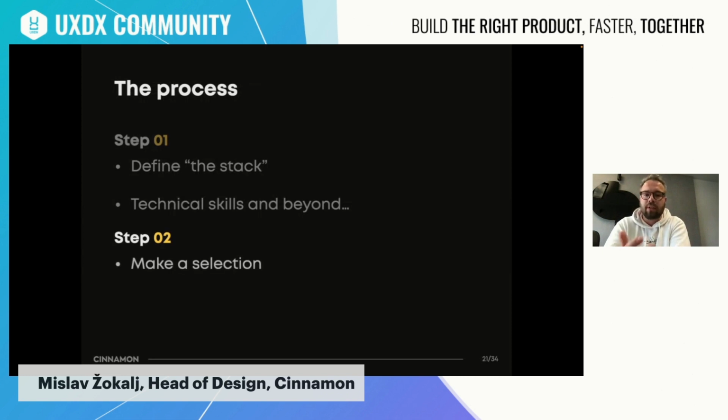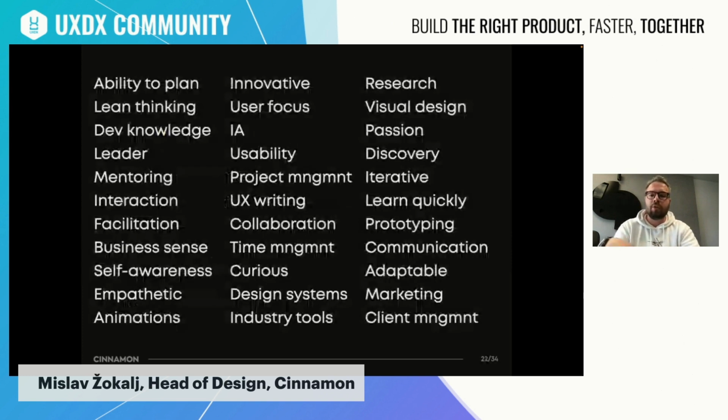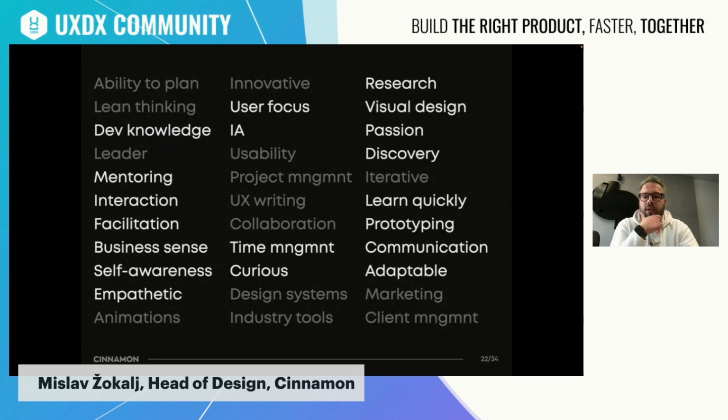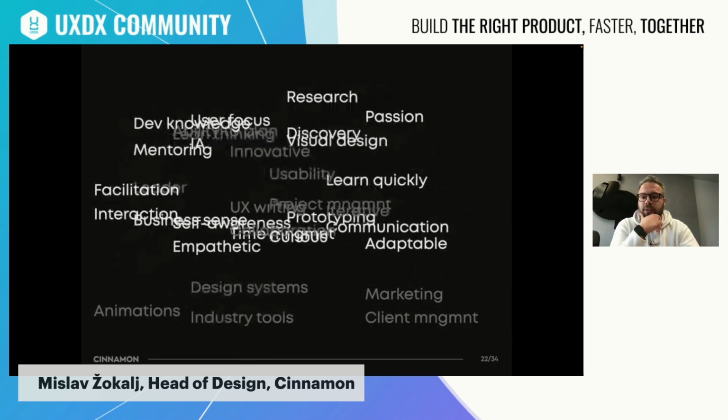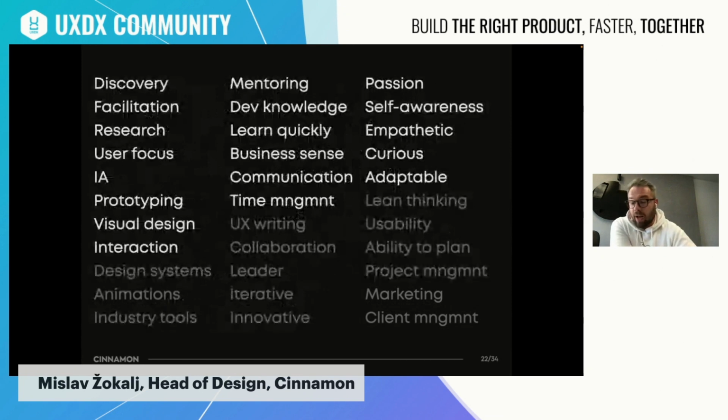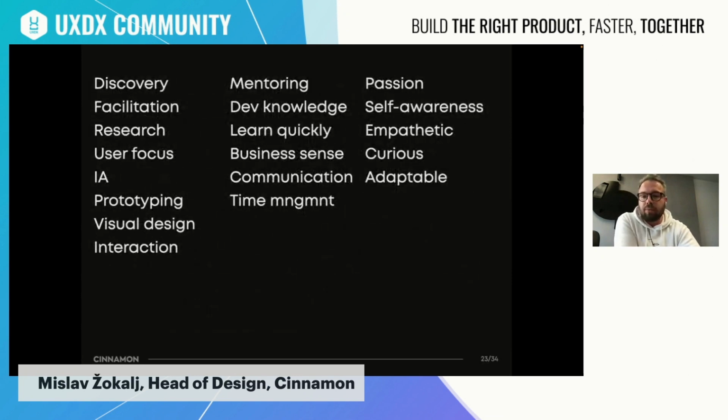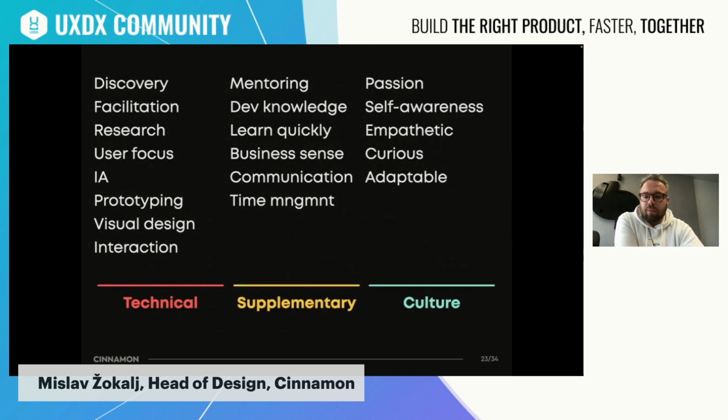So the next logical step in this whole process was to make a selection of the most important skills, the skills that we want to create a foundation with. And also, as you select those skills, as you hash them out, you will see certain patterns, certain groups being formed. So from this, we went to this. And from this, we went to this. What happened is that you get three coherent groups of skills. The first one being technical, second one being supplementary, and the third one being culture.